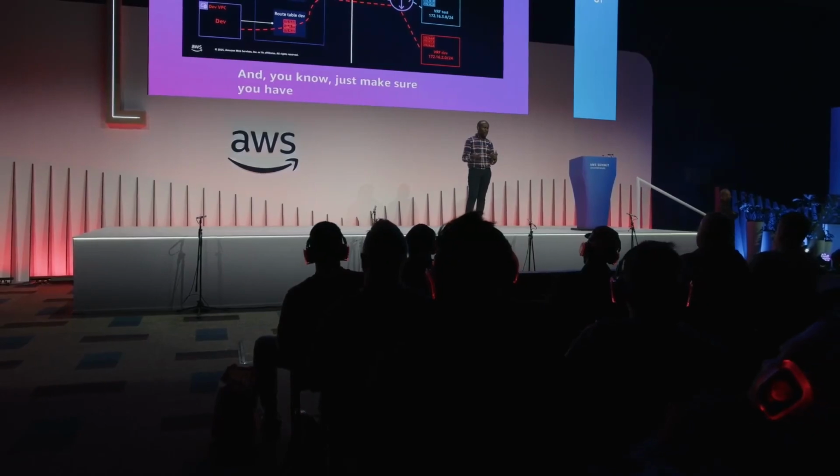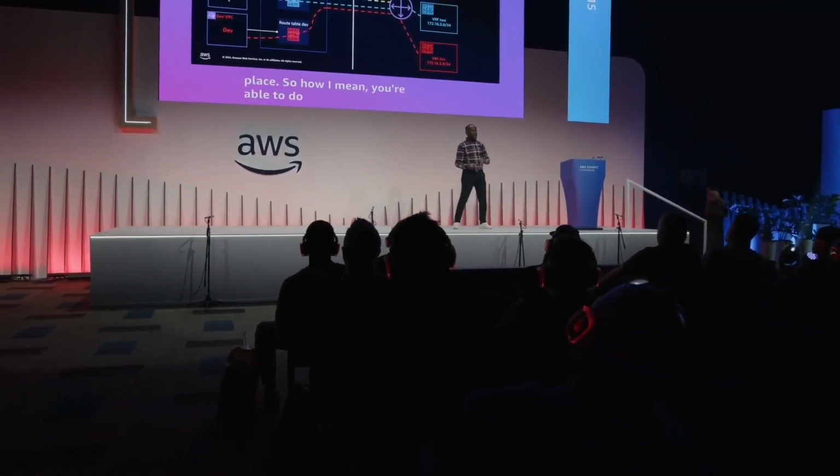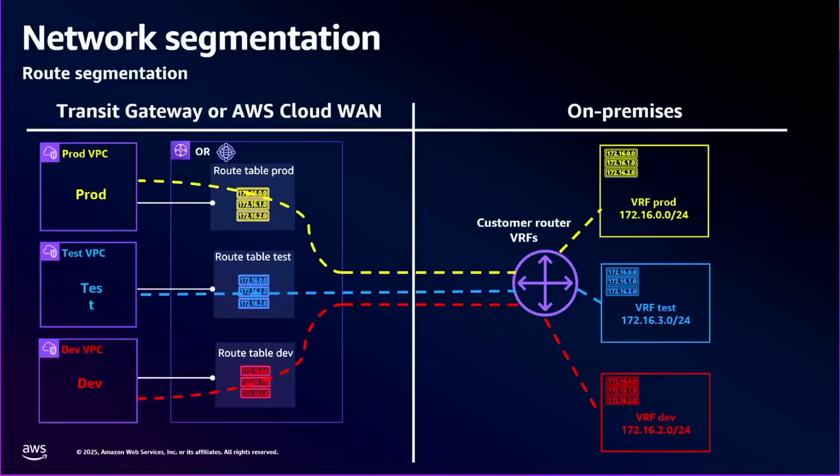So how you're able to do this, like I said, in AWS, over and above the route table construct, you can again take it to a VPC level so that you've got a production VPC, a test VPC, and a dev VPC, right? Because then down the line, you can bind a route table to a specific VPC, giving you that flexibility to achieve that kind of separation.